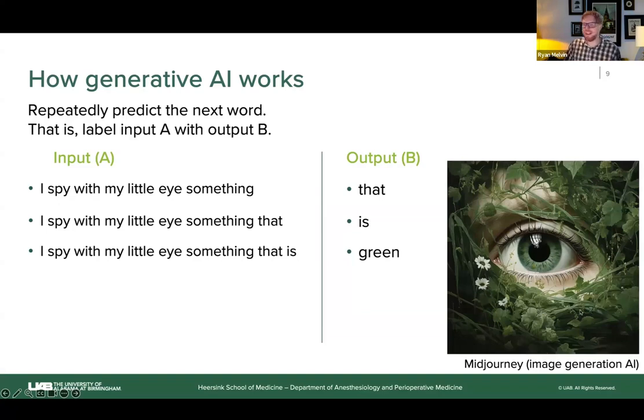We also have image generation AI that I spy with my little eye something that is green, and this is what it came up with. That was a kind of neat thing. So now that you have a very basic understanding of what this is doing, I'd like to give you 2 mental models for how to think about these tools.